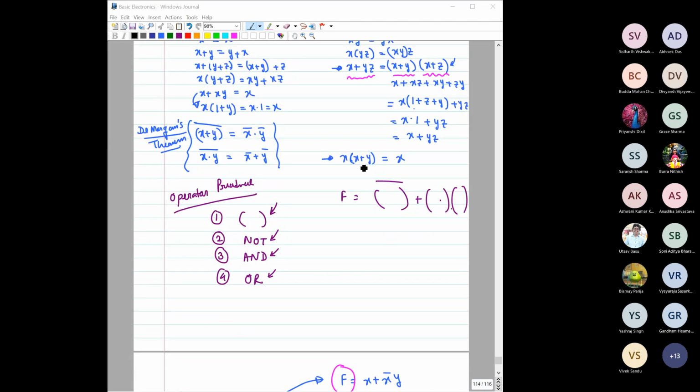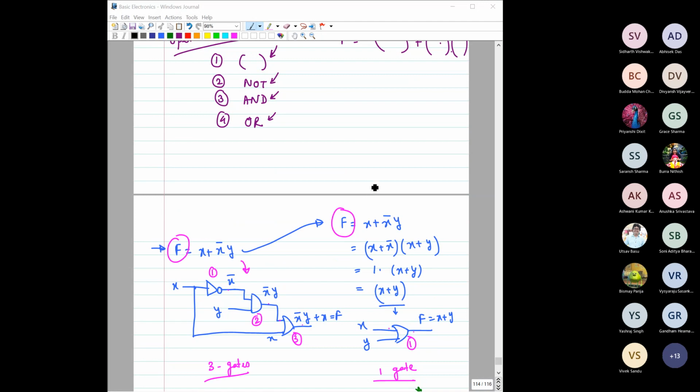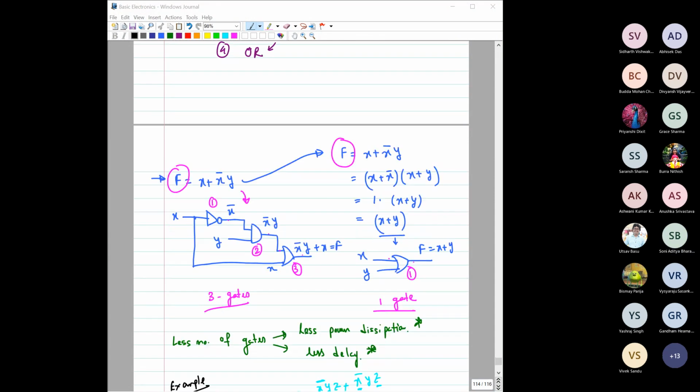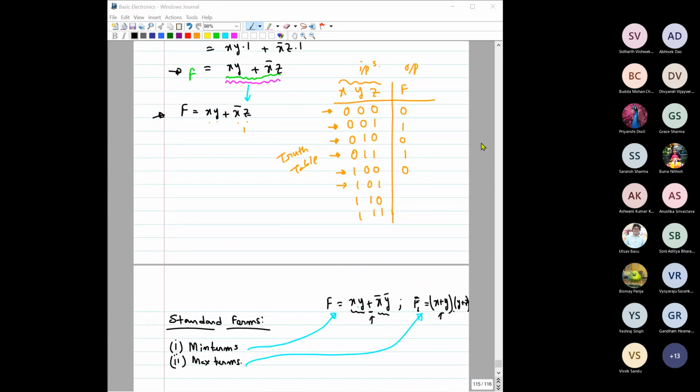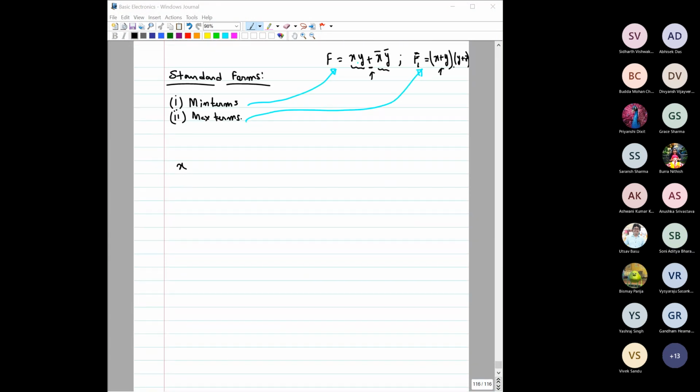Sir, in the fourth line there is an error. In the fourth line, I took y common. Instead of y, I took x. Yes. Okay, then please correct that.